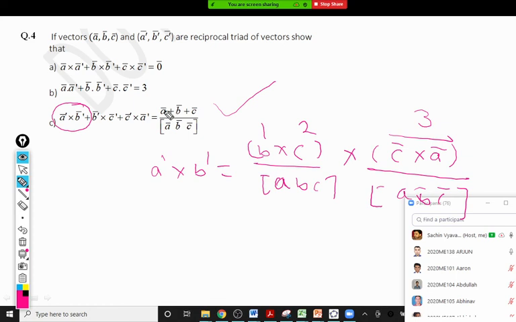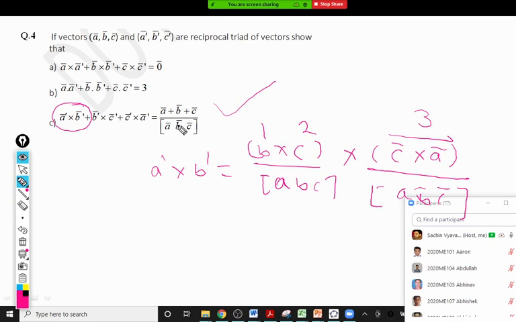A is B dash cross C dash upon box A dash B dash C dash. Okay, and that way you can start, and I think that way it will become simpler. Probably you can check. Yes, that way it becomes simpler. Very good. You move from RHS to LHS. That's good. You will get the answer quickly as compared to this. There is no need to use the triple product then. Okay.